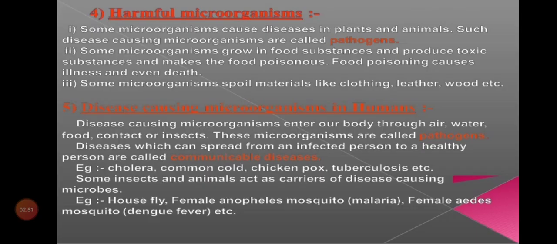So harmful, we know the definition for pathogens, disease causing microorganisms in plants, animals, and human beings, we'll call them pathogens. And now look at the second point in your slide. Some microorganisms grow in food substances and produce toxic substances and make the food poisonous. Food poisoning causes illness and even death.